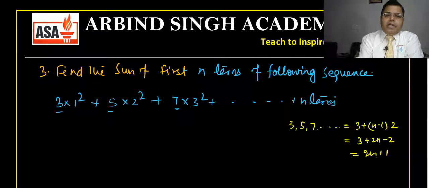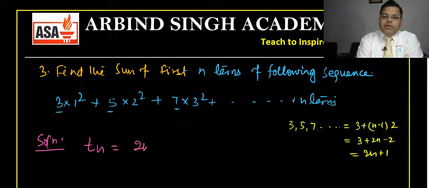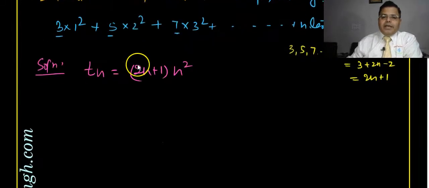So here you can analyze and write that the solution can be started from tn is equal to 2n plus 1, right? And the second one: in the first term this is 1 square, in the second term 2 square, in the third term 3 square, so in the nth term it will be n square. So you can write it easily like this.